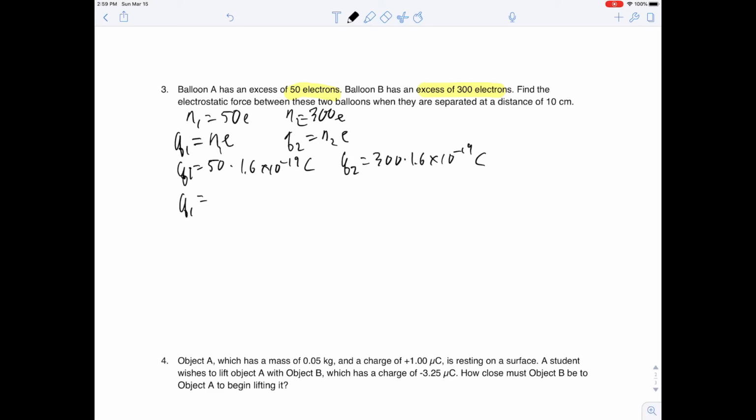Q1 is, check. I got 8 times 10 to the negative 18 coulombs, and Q2 is equal to 4.8 times 10 to the negative 17 coulombs. Now I can do my electrostatic force problem.